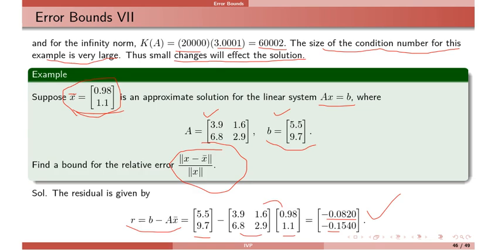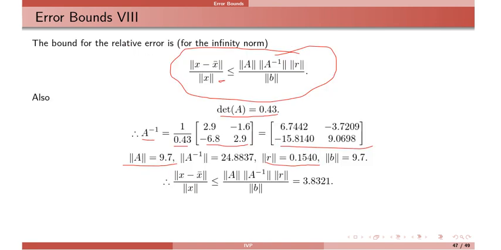Add first row, add second row, and the bigger one is 9.7. That is norm of A. Then find norm of A inverse. This is A inverse. Add first row: 6 plus 3 is 9, approximately 10 something. Then second row: 15 plus 9 is 24 something.